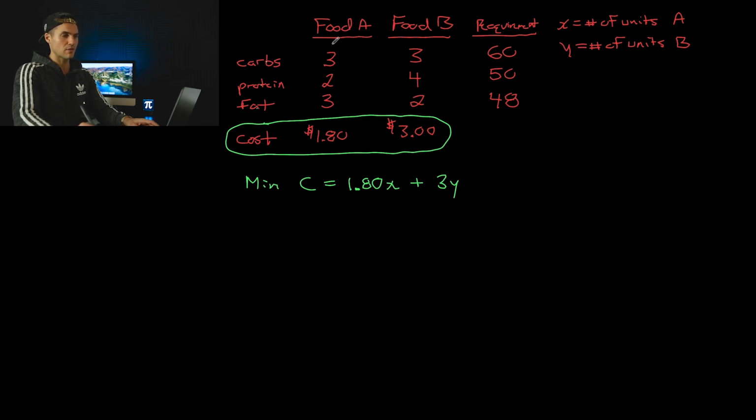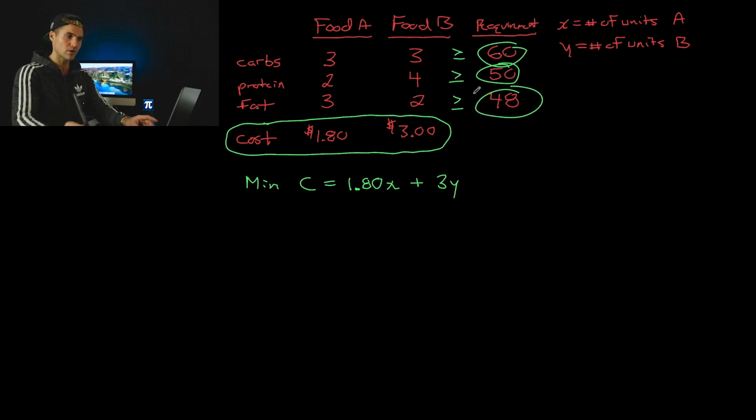Now, here's where that "at least" wording is important, because they're saying that you have to get at least 60 units of carbs, 50 units of protein, 48 units of fat, at least. So that means that the amount that we get has to be greater than or equal to the 60, greater than or equal to the 50, greater than or equal to the 48. So the signs for the constraints in this particular problem are going to be greater than or equal to, because we have to get at least these amounts, right?